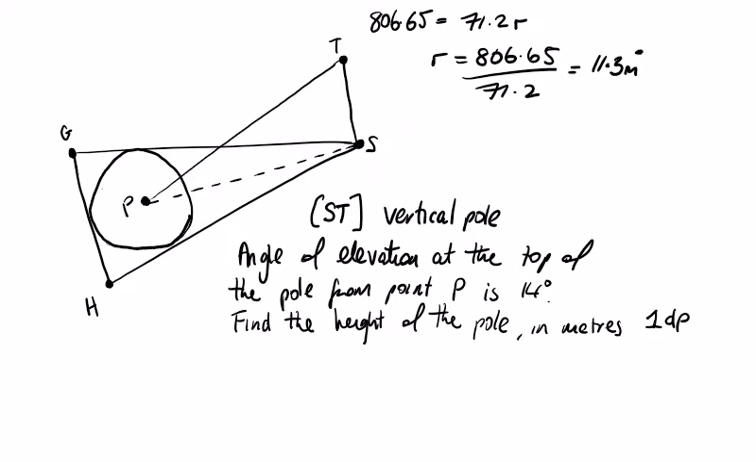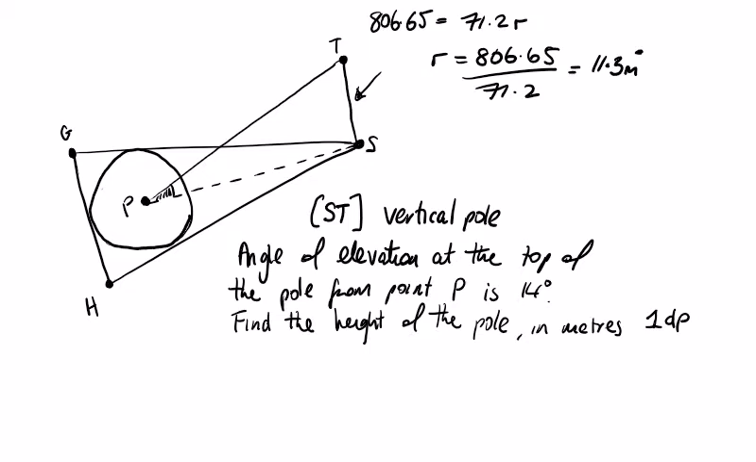The last part of this question gives a new diagram where we have this pole here, the vertical pole, and the angle of elevation at the top of the pole from the point P is 14. So that's this one in here. Find the height of the pole in meters to one decimal place.